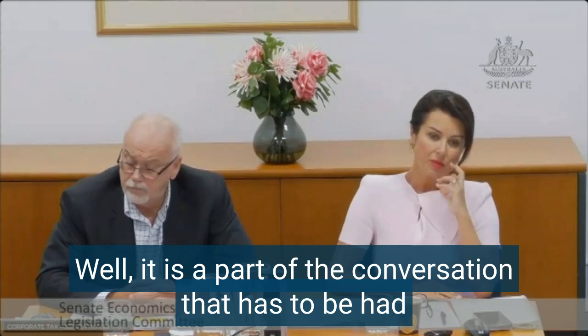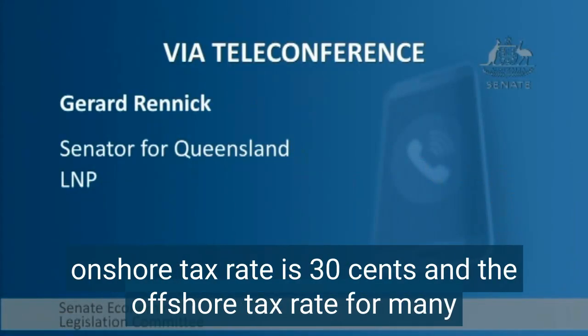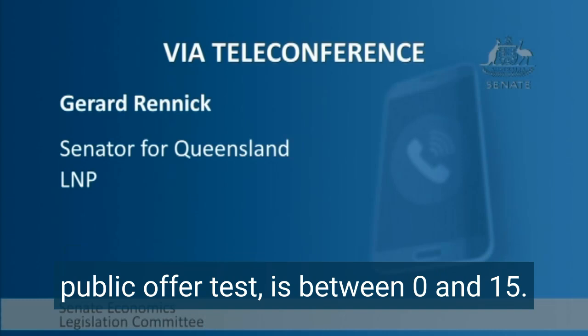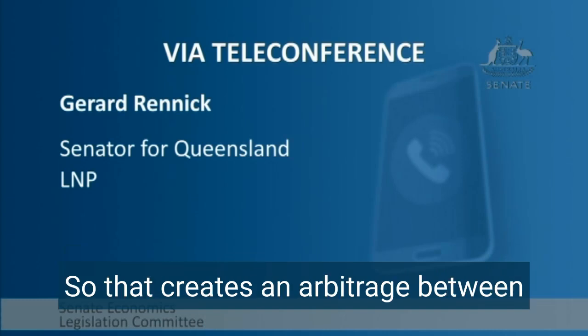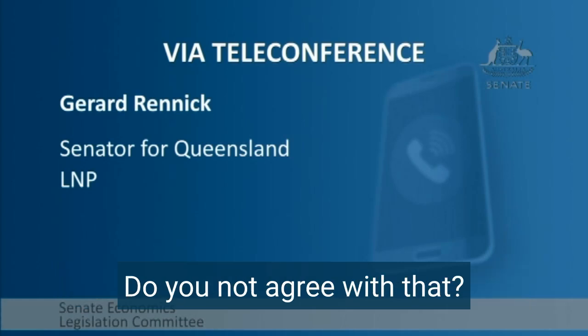But well, it is part of the conversation that has to be had in the context of the thin cap rules, because the onshore tax rate is 30 cents and the offshore tax rate for many treaties, and I'm sure you're well aware of 128B, the public offer test, is between 0 and 15. So that creates an arbitrage between onshore profits and offshore profits. Do you not agree with that?